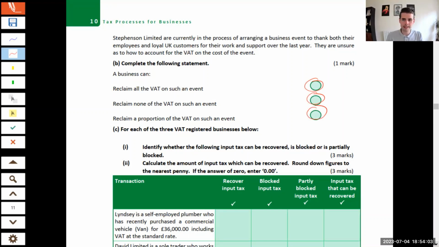I mean, again, tax is a bit like Marmite. Some people love it, some people hate it, okay?